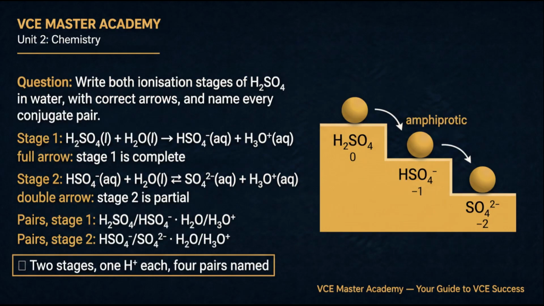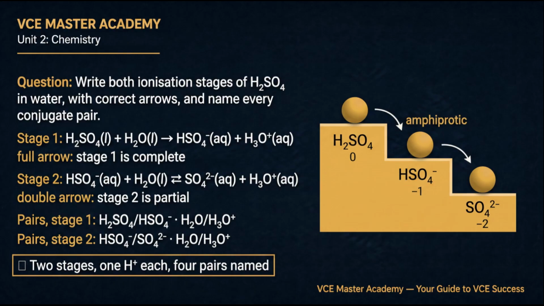The big one. This is where everything in the lesson comes together in a single ATAR question. Sulfuric acid in water. Both stages, correct arrows, every conjugate pair named. Breathe. It's just 2 passes of the ball. Stage 1. Sulfuric acid donates its first proton to water. It becomes hydrogen sulfate, HSO4-, and water becomes hydronium.